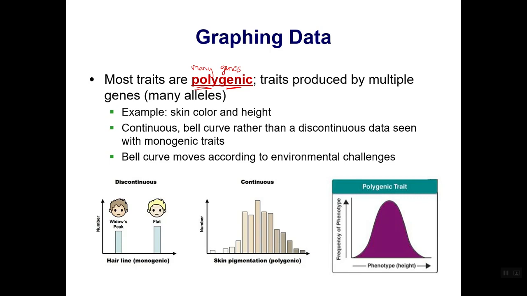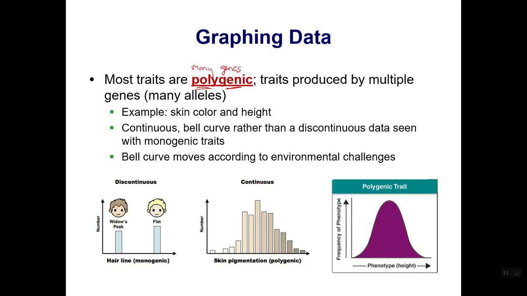So oppositely, a monogenic trait would produce a discontinuous set of data, and we would graph it like this with a bar graph. Because let's say, for example, we could have had brown eyes here and blue eyes there. Another trait we talked about in that chapter that I was referring to is some people have a widow's peak and some people have a flat hairline. So if you have a widow's peak, you would be in this category. If you have the flat hairline, you would be that one. Hairline is a monogenic trait, which produces discontinuous data.